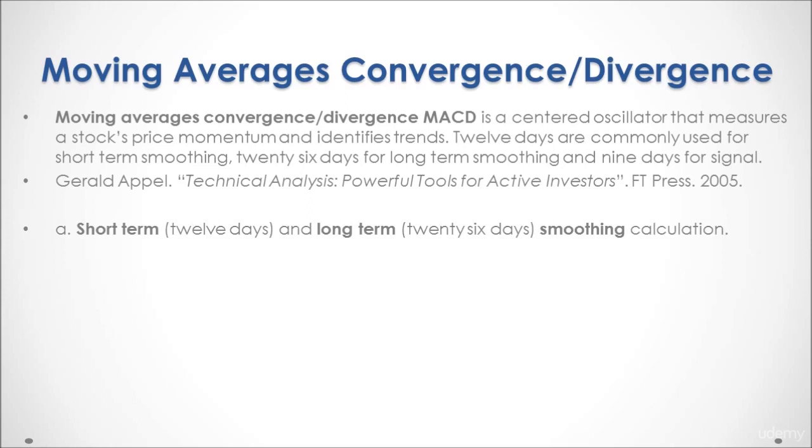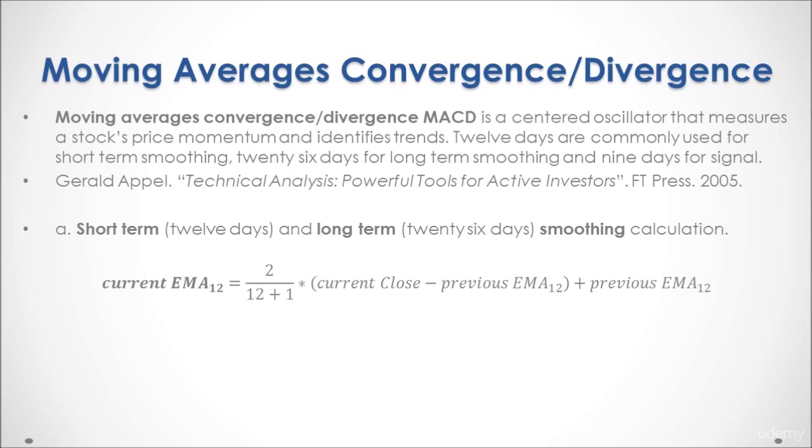Its calculation has the following steps. A. Short-term, 12 days, and long-term, 26 days smoothing calculation. Therefore, we have the short-term, or 12-day smoothing, which is our current EMA of 12 days, which is equal to 2 divided by 12 plus 1, multiplied by the current close minus the previous EMA of 12 days, plus the previous EMA of 12 days. For our initial EMA of 12 days, it is equal to the 12-day simple moving average of those 12 periods of close prices.